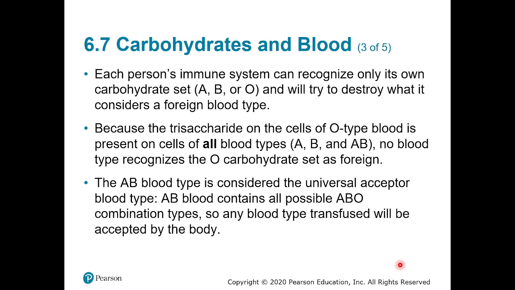Okay? An O type is universally screwed over. They can give to everybody, but they can't take anything from anybody but O, right? And so if I remember correctly, it's O negative. It has an extremely hard time getting blood.